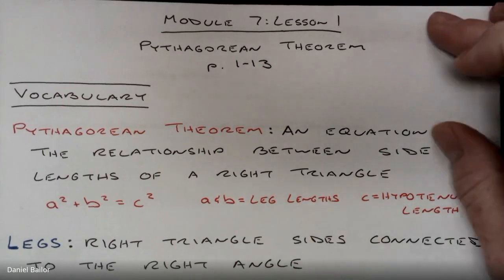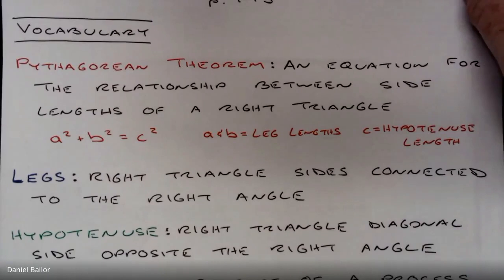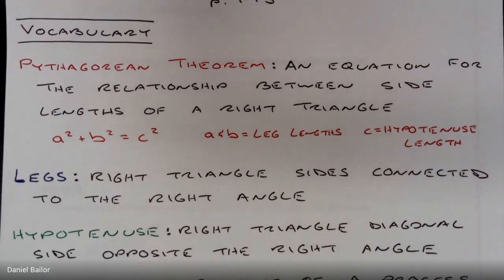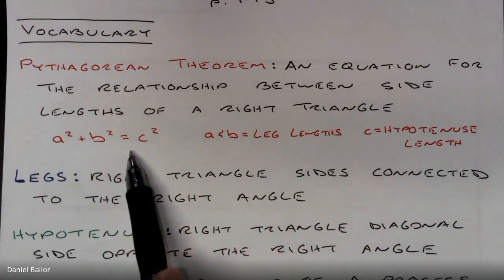Starting with vocabulary, we have 4 vocabulary terms that we're going to talk about today. First is the Pythagorean Theorem, just a little bit of a review so that you have something to look at and remind yourself about in these notes. The Pythagorean Theorem is an equation for the relationship between side lengths of a right triangle. So the Pythagorean Theorem is all about side lengths. It's all about right triangles, and it shows how the lengths of the sides are connected. And this is the equation right here. A squared plus B squared equals C squared.